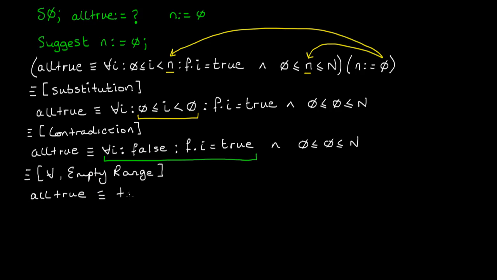So we get true and 0 greater than or equal to 0 less than or equal to n. Okay, so we have all true is equivalent to true and this bit. Okay, so what is this bit over here, this 0 greater than or equal to 0 and 0 less than or equal to n?